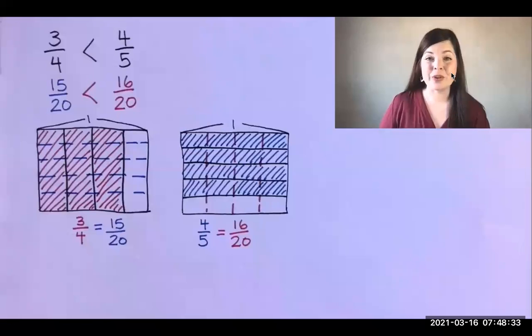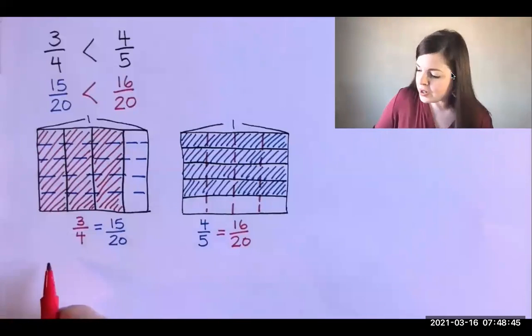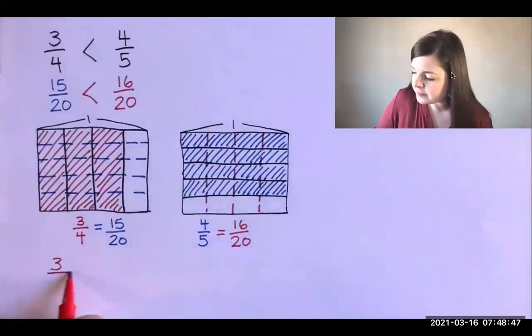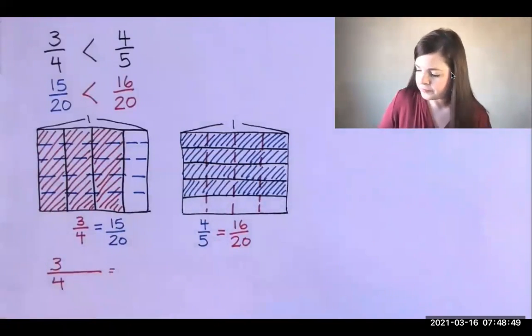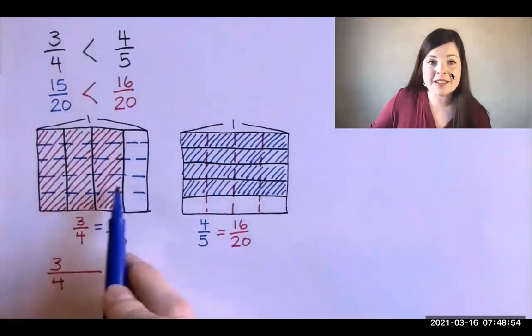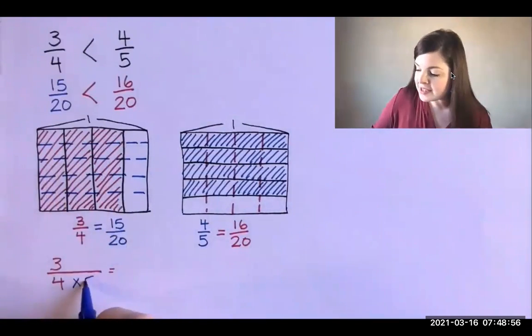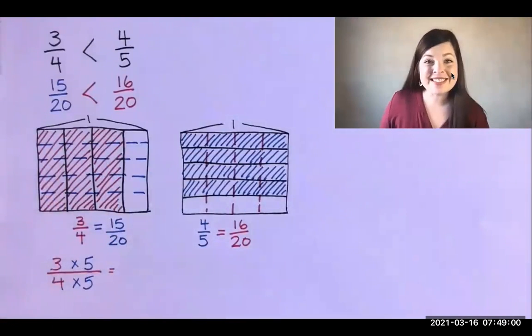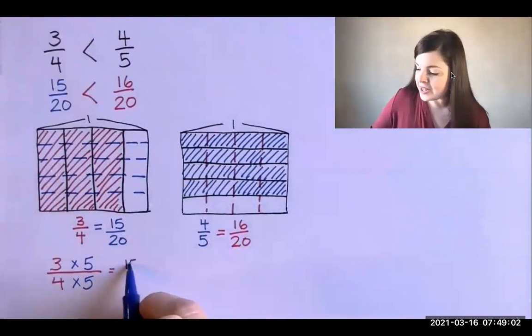Now let's also show how we created like units using multiplication. This will probably look familiar to you. We've done this before. We're just creating equivalent fractions. So in the first area model, we started with 3/4. When we decomposed our fourths into 5 equal parts, we got 5 times as many units in the whole and 5 times as many selected units. That gave us 15/20.